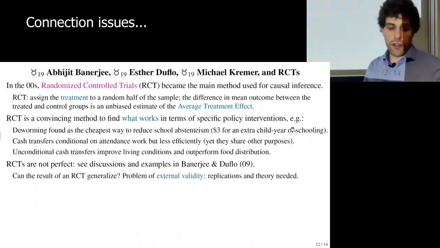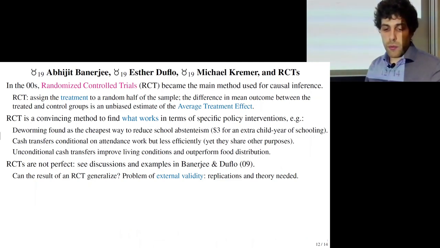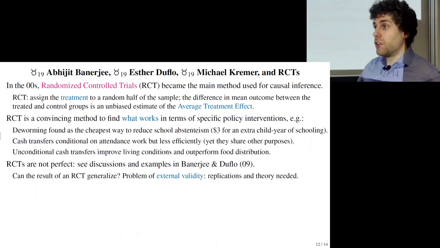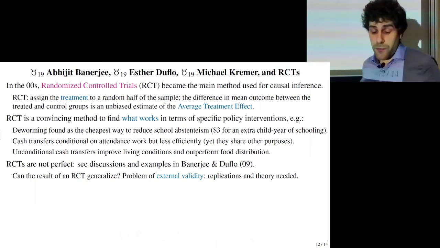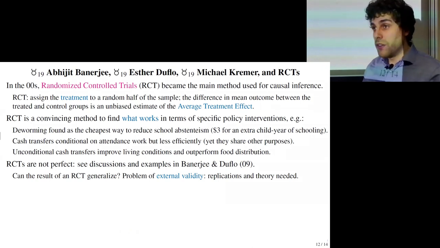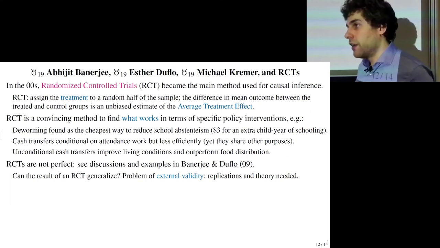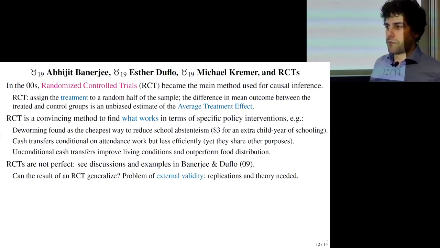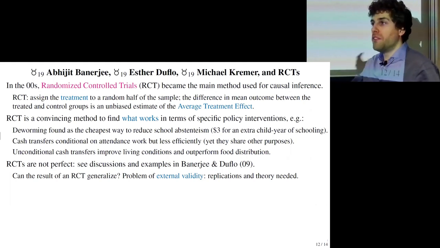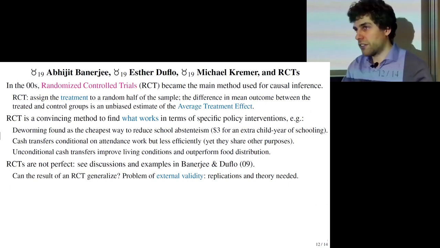One big issue with randomized controlled trials is whether they are externally valid, whether the effects that we find in some place would be the same in another place. And to know this, we need replication of the study in different places. And we need some theory to understand why the result would be the same or different, in what ways, depending on the characteristics of the different contexts.